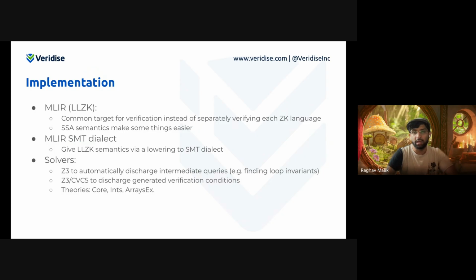Specifically, within MLIR, we use the SMT dialect to lower LLZK programs into SMT, to give them semantics, before emitting SMT-LIB queries for the solvers. And then, speaking of solvers, we use Z3 to automatically take care of all of the intermediate queries that we generate, like proving that something is a loop invariant. And then we use both Z3 and CVC5 to discharge the verification conditions that we generate.